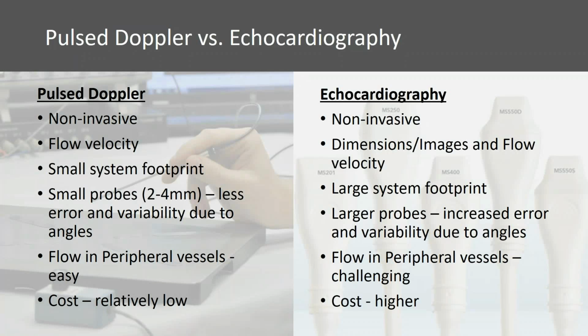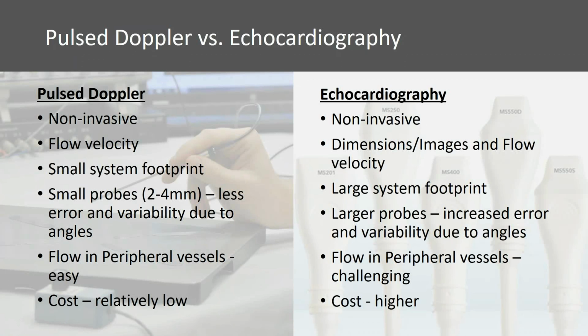Let's take a very quick look at the comparison before diving into this question a little bit further. Both systems acquire data non-invasively. The Doppler system obtains measurements of flow velocity. While the echo system can also get flow velocity measurements, it adds the ability to acquire images on which dimensional measurements may be obtained. The Doppler system has a very small footprint compared to the echo system, and likewise, the cost is relatively low for the Doppler system when compared to an echo system.